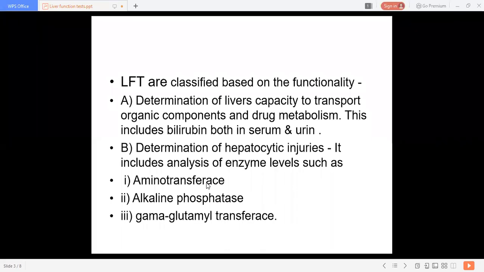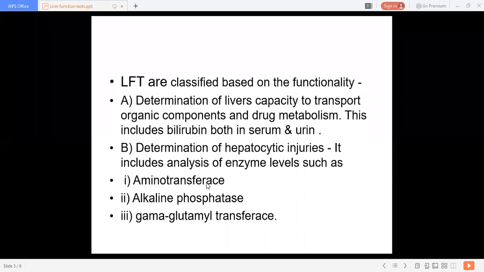It is also called SGOT, serum glutamate oxaloacetic transaminase. SGOT, that is AST, was previously known as SGOT. The normal levels of AST, that is SGOT, are 10 to 40 units per liter.